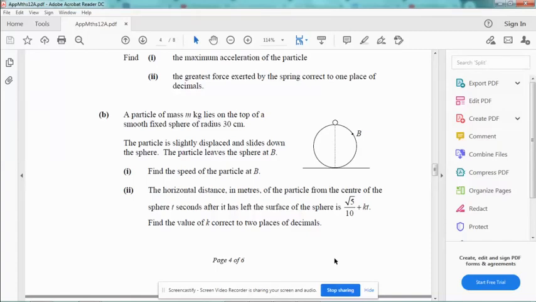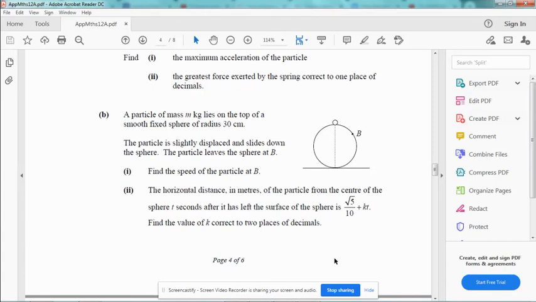Having a little look at 2012 question 6, part B. This one we have a ball on top of another ball. The small ball has a mass of m, and it's going to get a little nudge, and it's going to roll down the side of the ball. The small ball will leave the large sphere. We call this point B, and the question is to find the speed at B.